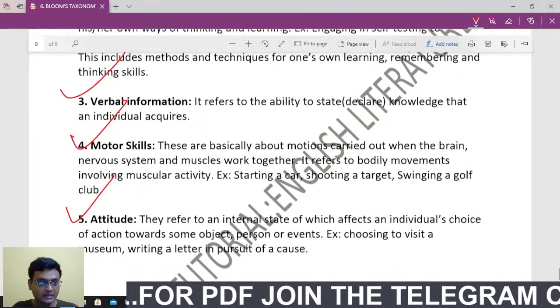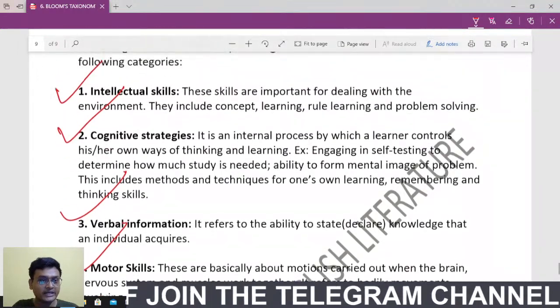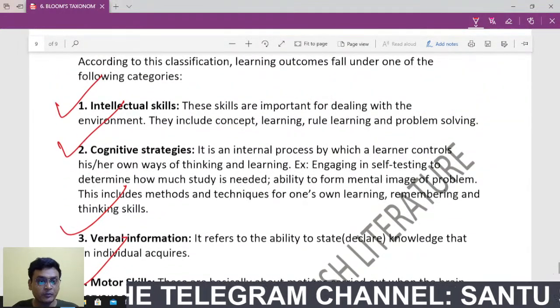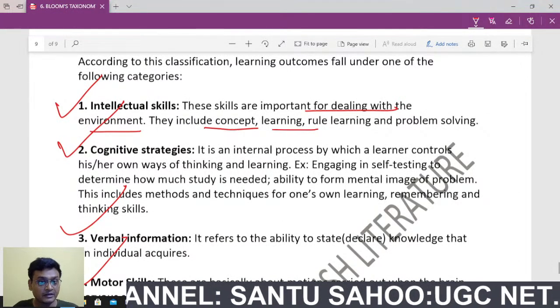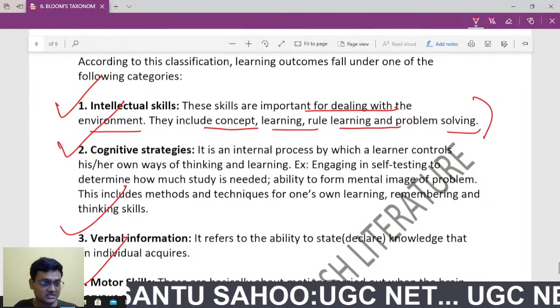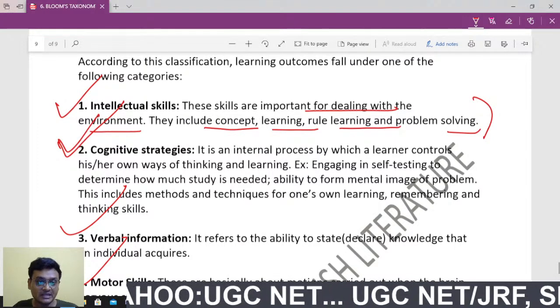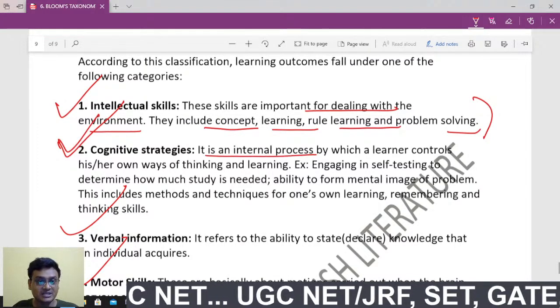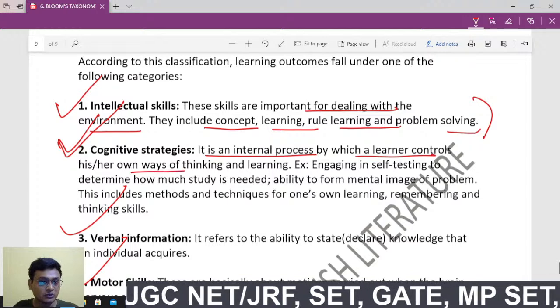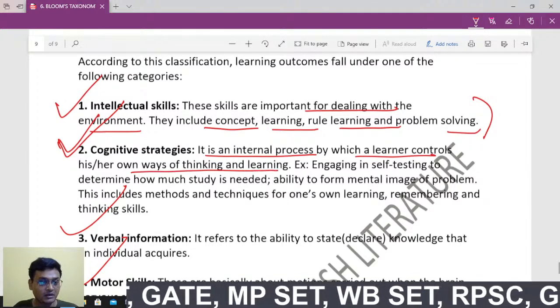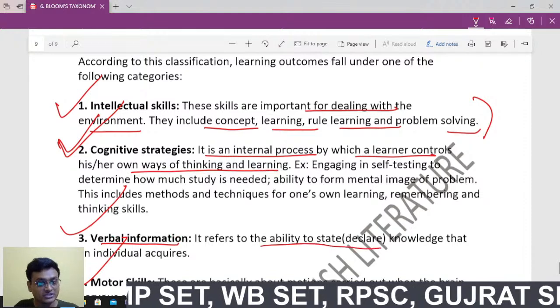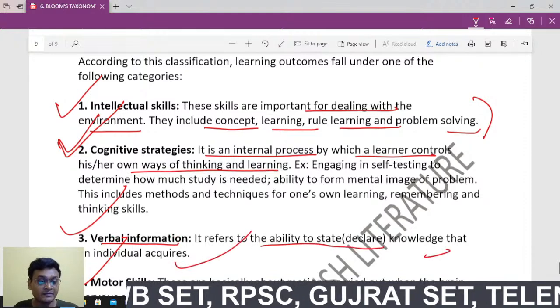ठीक है, and here you see, intellectual skills are important for dealing with the environment. They include concept learning, rule learning, problem solving. That is intellectual skill. Cognitive strategies is an internal process by which a learner controls his or her own ways of thinking or learning. ठीक है, that is cognitive strategies. Verbal information refers to the ability to state or declare knowledge.